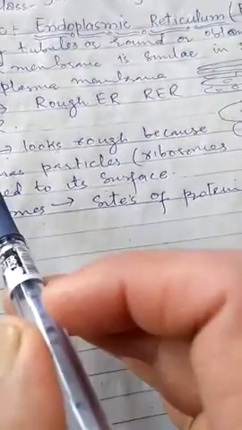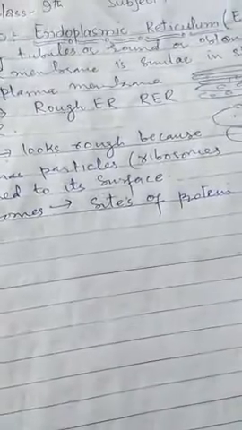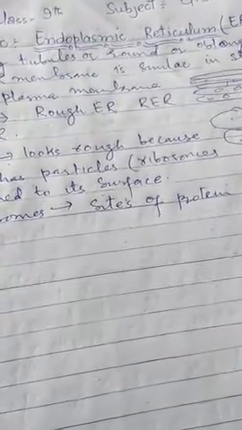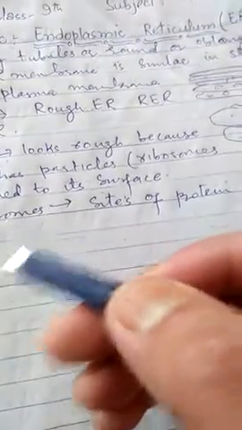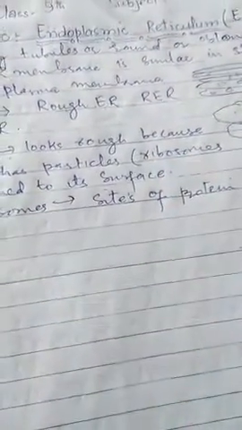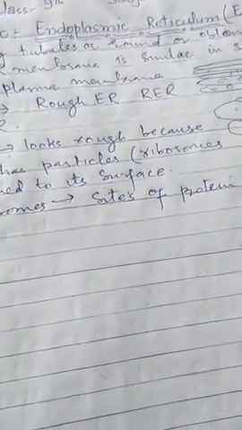Rough endoplasmic reticulum looks rough because it has ribosomes attached on its surface. Ribosomes are the sites of protein manufacture. Proteins are manufactured in the ribosomes. These manufactured proteins are sent to various places in the cell where they are needed.